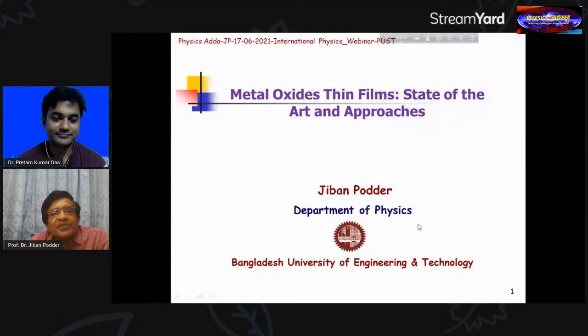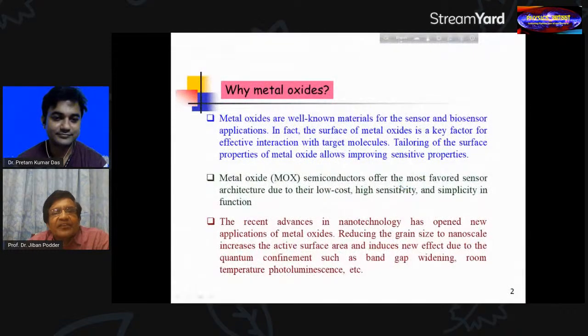So I'll talk today about metal oxide thin films, the state of the art and approaches. We know the importance of thin films and metal oxides. Especially metal oxide thin films are well known and widely used in the fabrication of sensors and biosensors. In recent years, nanotechnology has opened new applications of metal oxides. Reducing the grain size to the nanoscale increases the active surface area and induces new effects due to quantum confinement, such as band gap widening, room temperature photoluminescence, etc.